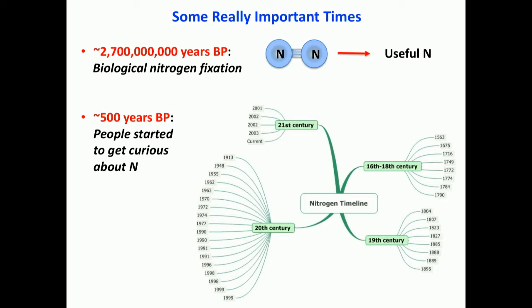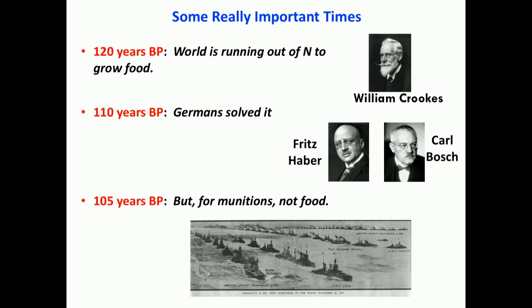We're moving to the next most important dates. Sir William Crookes, president of the British Association for the Advancement of Science, said in 1898, the civilized world is running out of nitrogen to grow wheat. And he challenged the chemists to solve the problem. The chemist and an engineer, German, responded, and they solved the problem. But it wasn't to make food. It was to make munitions, to provide Germany with a way of blowing people up.